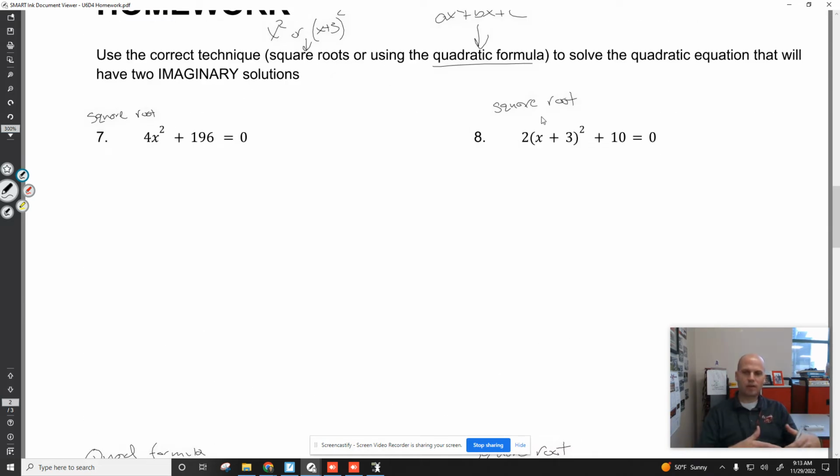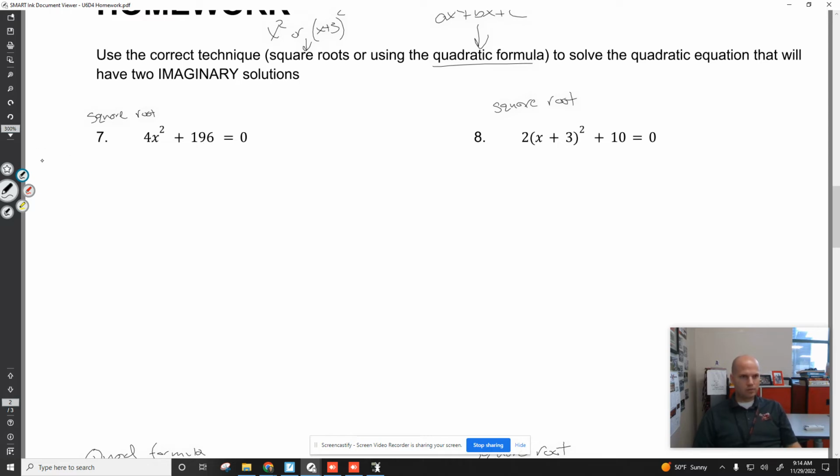It's really the same stuff as what we did on day 2, day 3. It's just we're going to have i's, these imaginary numbers, in the solutions. Okay, so let's do some of the square roots first. I'm going to do the 3 square roots, and then I'll do 2 quadratic formulas. So 7, 8, and 10 first.